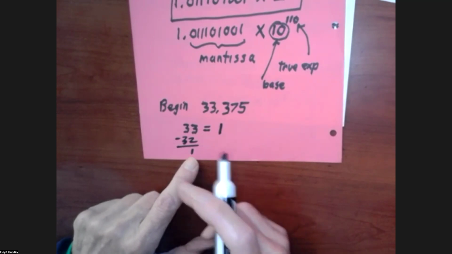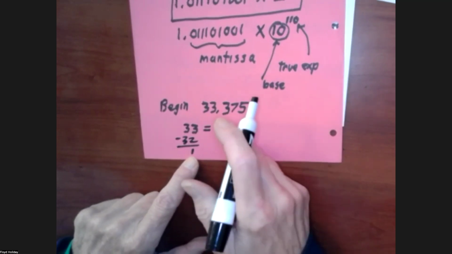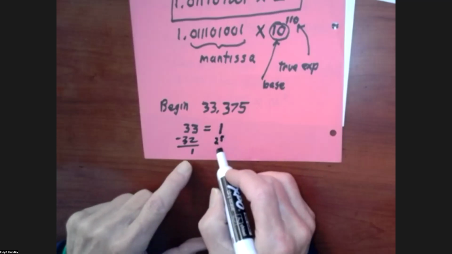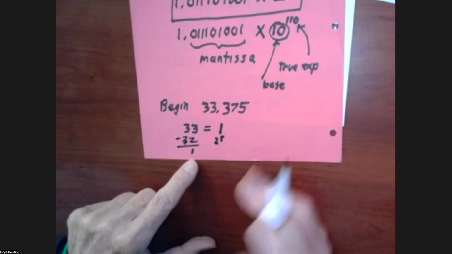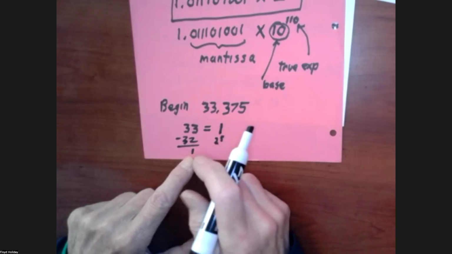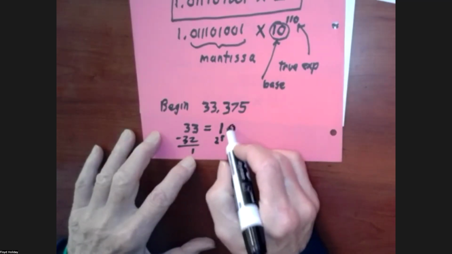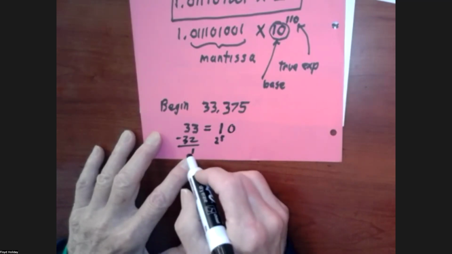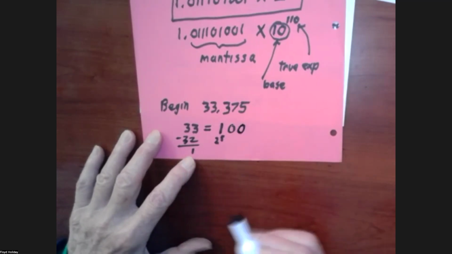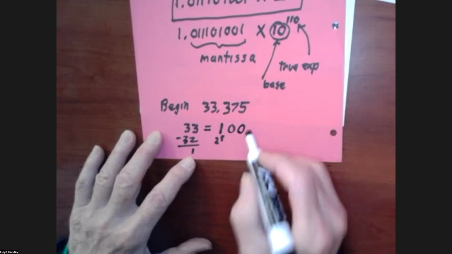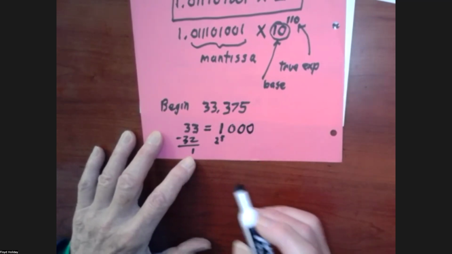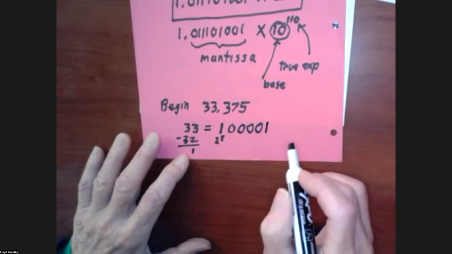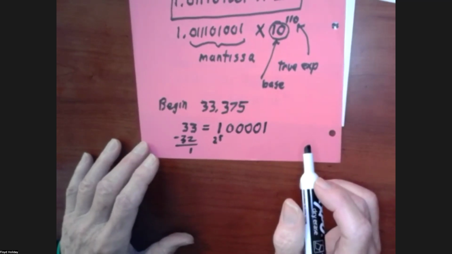So then you say, what's the next highest power? That was 2 to the 5. 2 to the 4 is 16. Is 16 less than or equal to 1? No. The next power below that is 8. Is 8 less than or equal to 1? No. Is 4 less than or equal to 1? No. Is 2 less than or equal to 1? No. Is 1 less than or equal to 1? Yes. There's the binary number for 33.